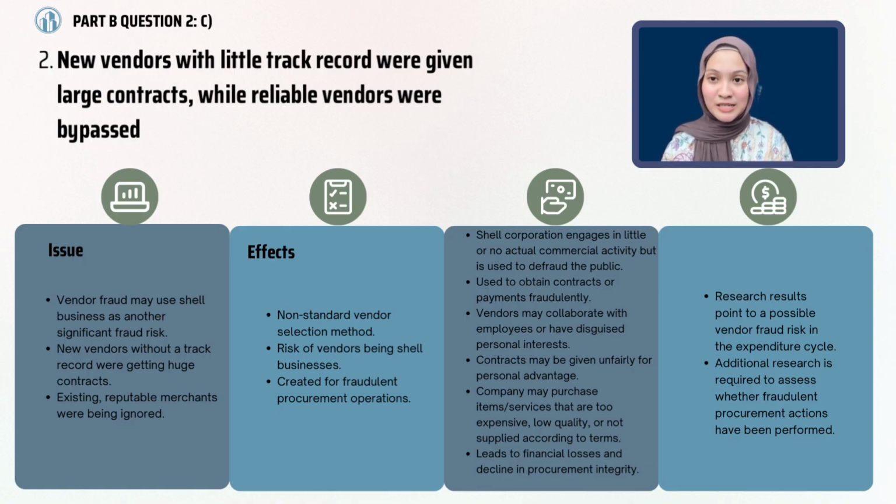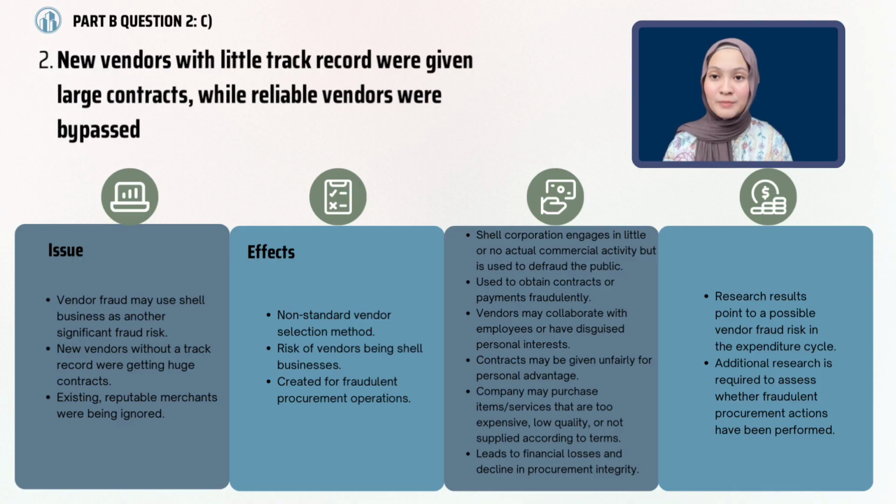A shell corporation is usually a business entity that engages in little or no actual commercial activity but is used to defraud the public into awarding it contracts or making payments to it. Such vendors might collaborate with employees or have discussed personal interests, resulting in contracts being given unfairly for personal advantage.